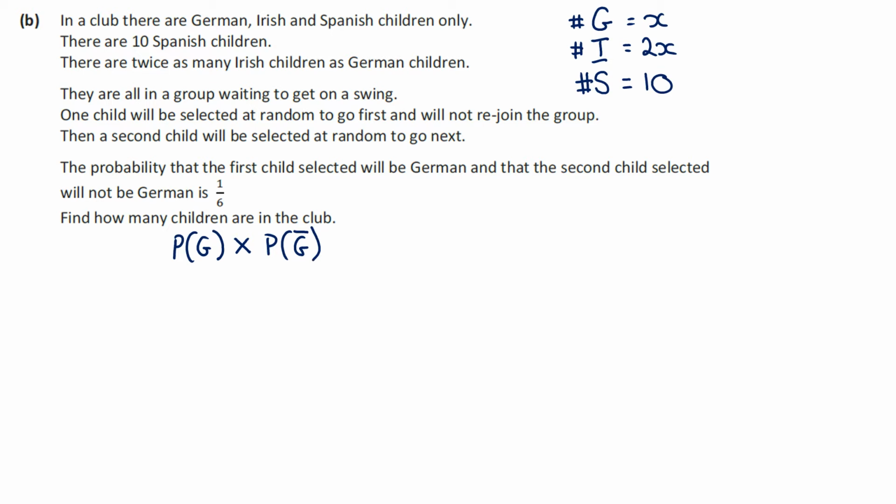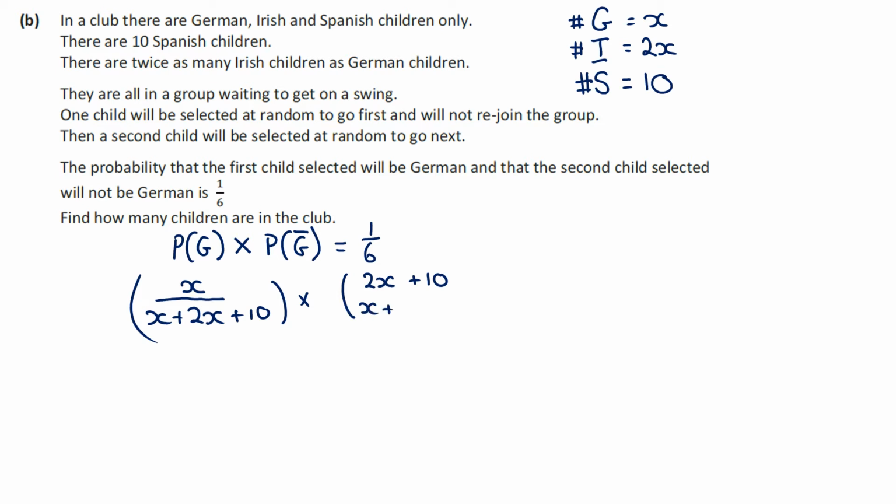So we often use this flat bar to say not. It just makes our notation a little bit easier. When we do that, it should be a 6. So the probability of this child being German is X all over X plus 2X plus 10. The probability of the child not being German is Irish or Spanish, so 2X plus 10 all over X plus 2X plus 10, but the last child was not replaced, so we also need to take away a 1, and that should be equal to 1 over 6.